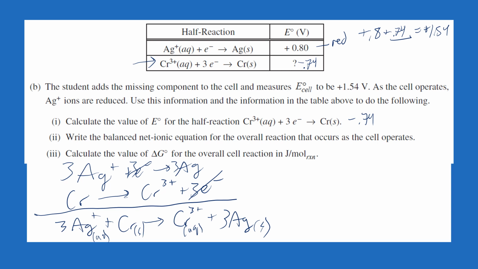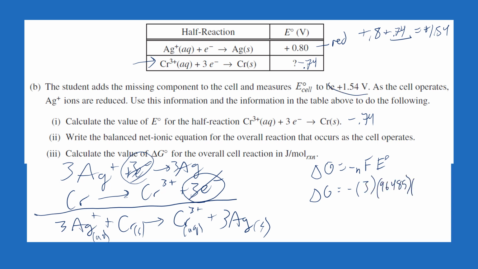Now, for part I, calculate the value of delta G for the overall cell reaction. The equation that you need for this is delta G equals negative nFE. And so delta G is what we're looking for. n is the electrons involved in this process, so there's 3 electrons involved here. Faraday's constant is 96,485, and our standard cell potential, they told us, was 1.54.